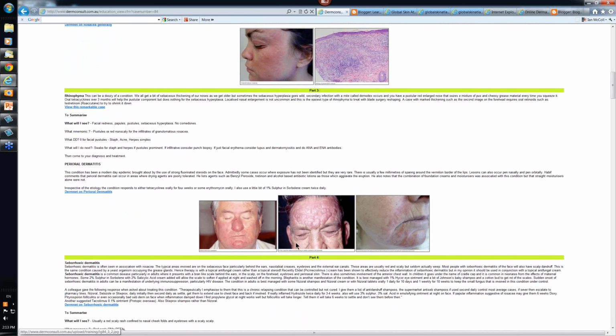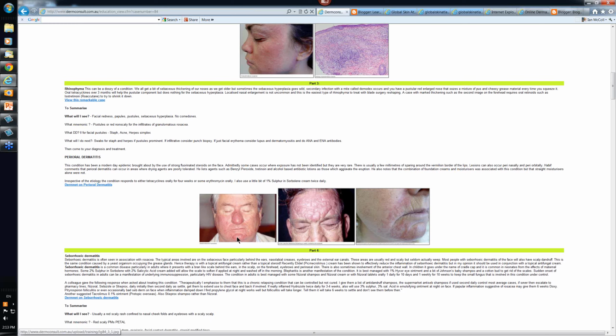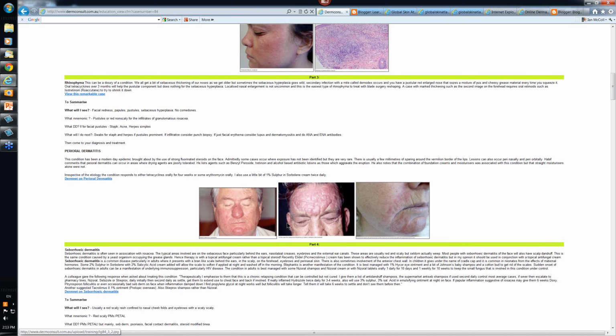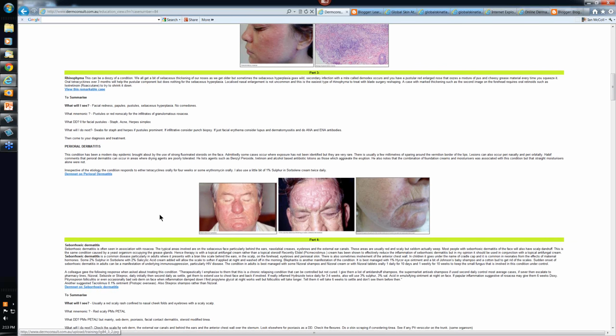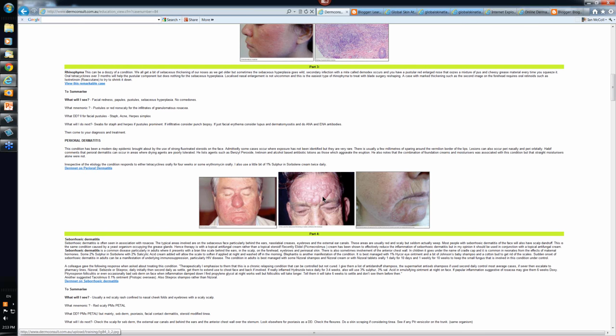Read up a bit about rhinophyma. This is the sebaceous hyperplasia element to rosacea. And remember that it can affect other areas than the nose. This guy's got a bit in his chin here as well. This guy's got really extensive involvement of his forehead. You can get involvement of the ears, the earlobes. It's an unusual presentation, obviously, when it presents like that.